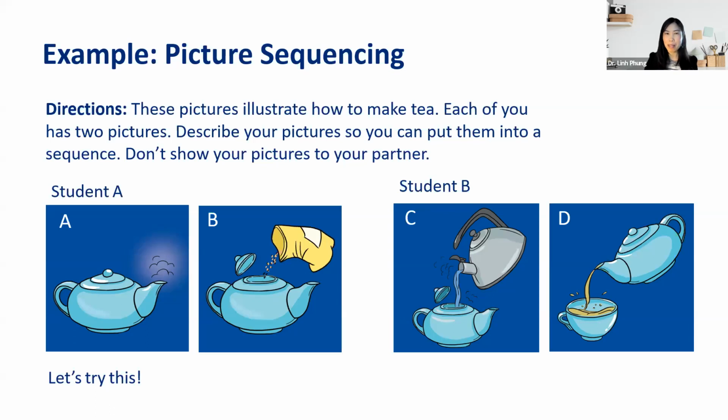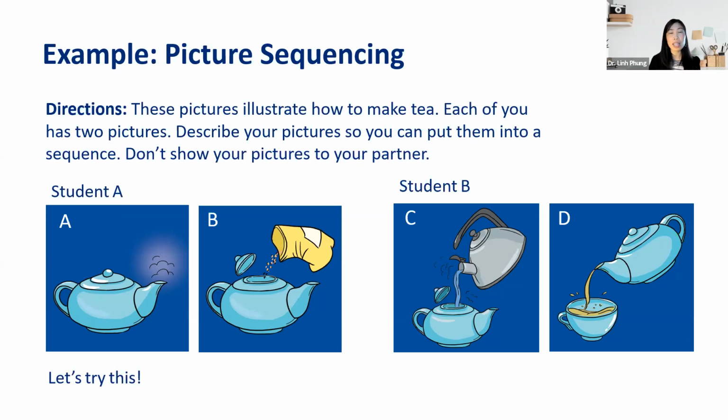Oh, okay. So I think maybe the first step is B, when you put tea in the pot. That sounds right. And then the next one, what do you think? I think probably C because we need to put the hot water in. Yeah, and then maybe we need to let it stew a little bit. Cool a little bit. So A is the next one. Yep, and finally D, we get to pour the tea into the cup and enjoy our tea. Yeah, perfect, we did it.